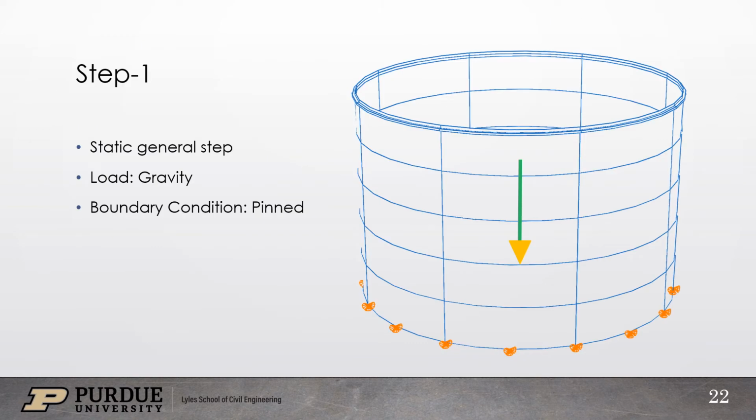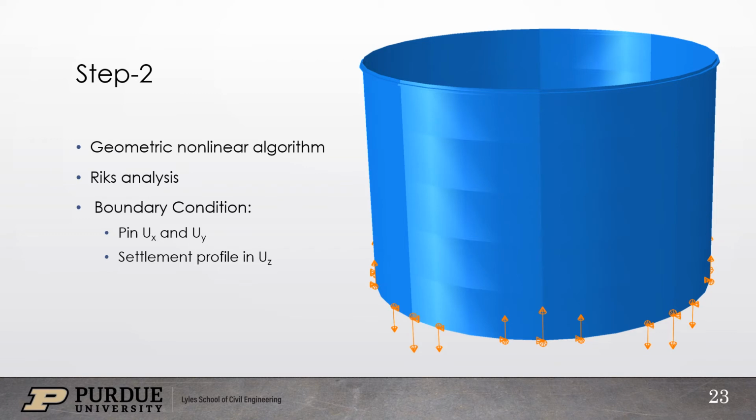In the first step of the analysis, we applied the gravity load and the boundary condition was pinned all around the bottom. In the second step, we did the Riks analysis with nonlinear geometry on, and the boundary conditions were such that it was pinned in the in-plane direction, and in the vertical direction we applied the harmonic settlement. We wanted to investigate the effect of different harmonic components, so we went on applying harmonic profiles such as cos theta, cos 2 theta, cos 3 theta until we got the strain value of 0.007 in the tank structure.